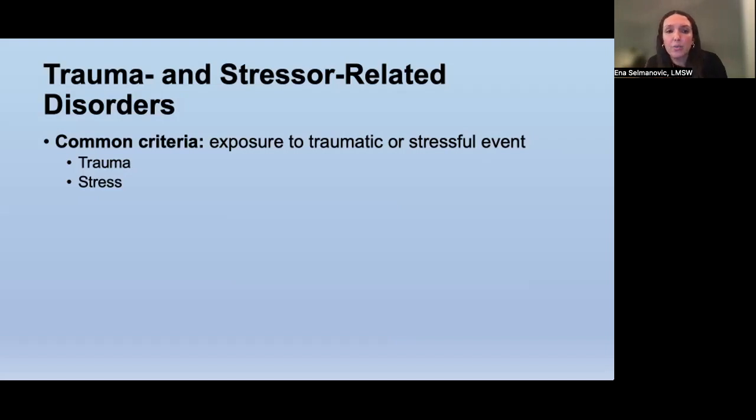And in this section, what all of the disorders have in common in their criteria is that an individual must have experienced exposure to a traumatic or stressful event. And it's important to differentiate between trauma and stress. So trauma is more severe, and stress is a stressful experience that's less severe or maybe not considered trauma. And as we go through the different disorder criteria, we'll have a better understanding of the definitions of both of these.